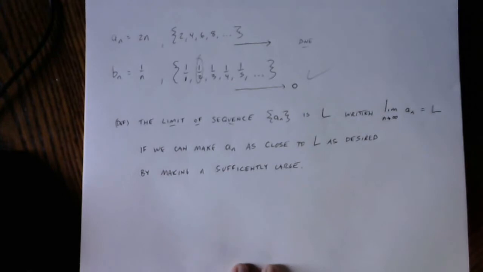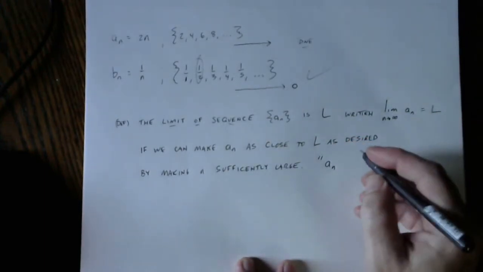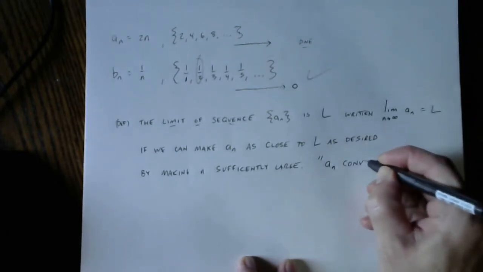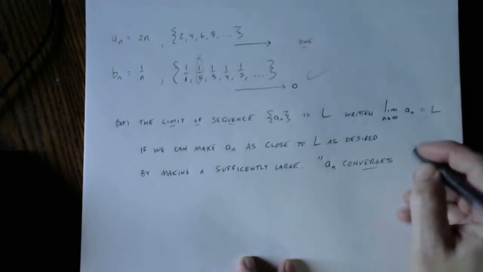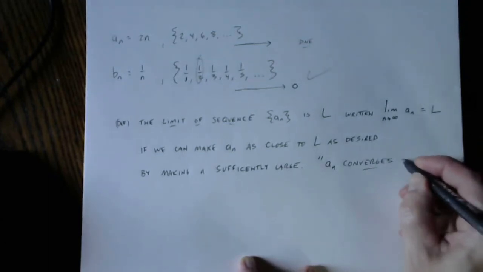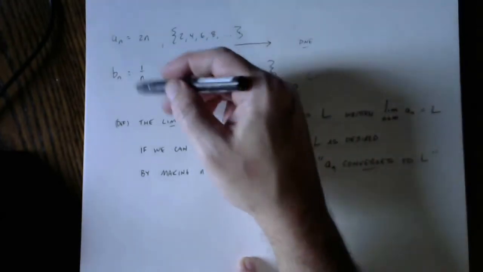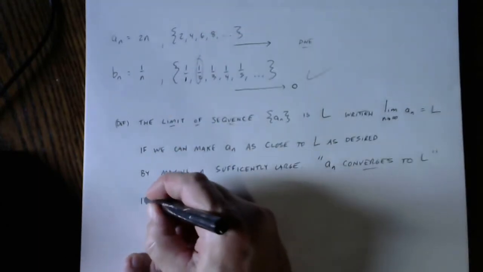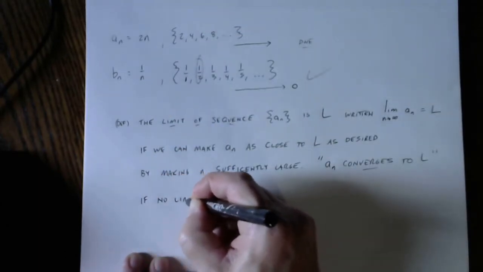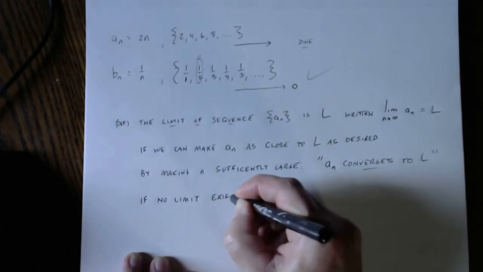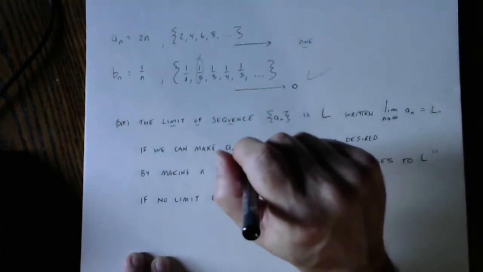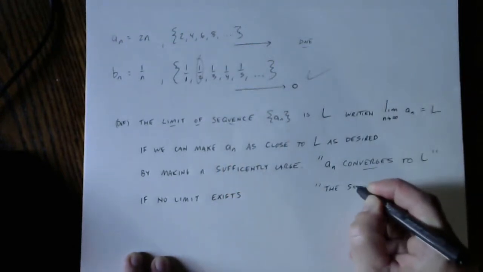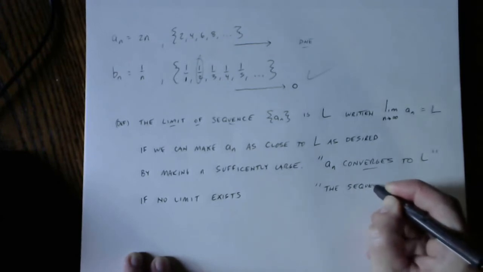Now the language that we'll use, you'll hear this a lot, is that a_n, the terms 1 over n, for example, converges. This is a word we're going to get used to. It converges to L, in this example 0. 1 over n converges to 0. And if no limit exists, as in the top example, the limit does not exist, we say the sequence diverges.